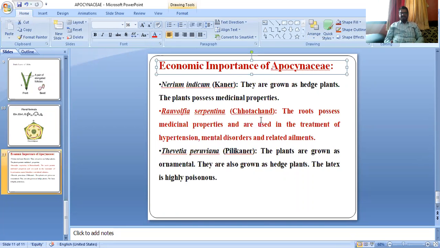Then lastly, Thevetia peruviana, that is Peeli Kaner. In this case, the plants are grown as ornamentals. In the case of Nerium indicum, Kaner also, it is grown as an ornamental and as a hedge plant. Gulabi Kaner and Peeli Kaner are different species only. Though both are ornamentals and both are used as hedge plants, the latex of Thevetia peruviana is highly poisonous. Peeli Kaner's latex is highly poisonous.